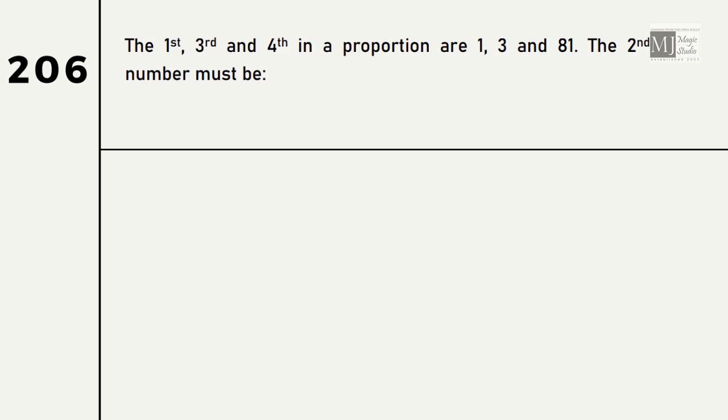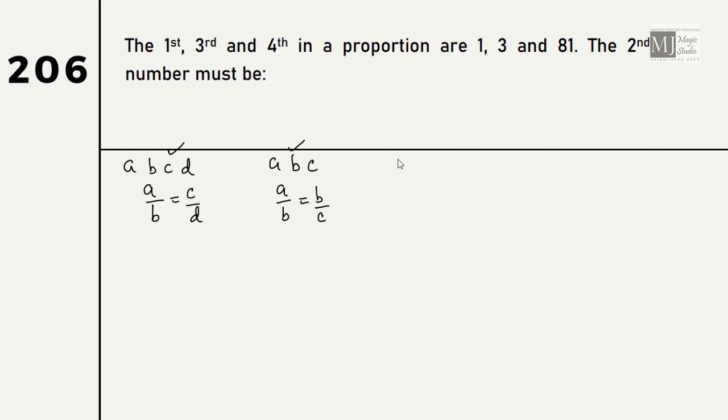Let's quickly talk about the proportion first. If 4 numbers A, B, C, D are in proportion, then A by B should be equal to C by D. If A, B, C 3 numbers are in proportion, then A by B equals B by C. So these two are the popular representations of proportion.